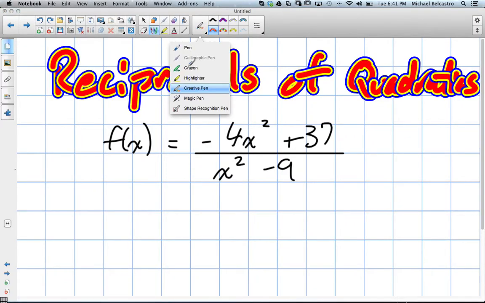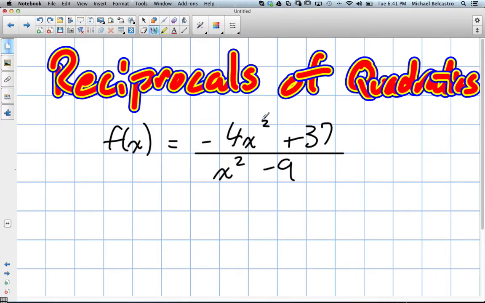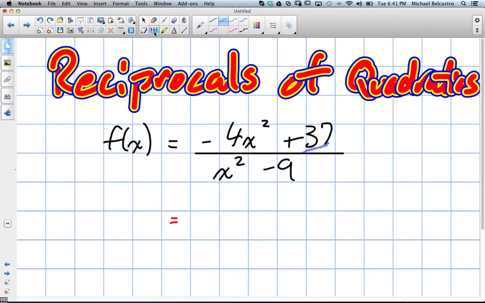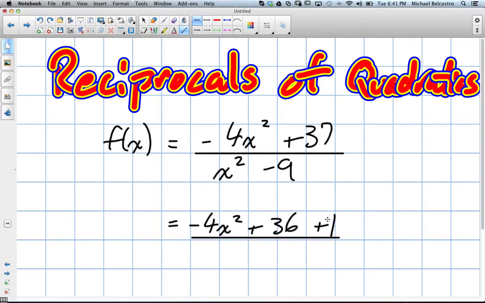Okay, another reciprocal quadratic. We already established in the last one what the reciprocal function is, and what we're going to do is try to break this one down. So you came up with the idea of splitting the 37 into a multiple of 4 so that we could common factor out the value of 4. The whole idea is so that we can eliminate what's on the denominator, the x squared minus 9. So we're left with negative 4x squared plus 36 plus 1, divided by, again, our x squared minus 9.